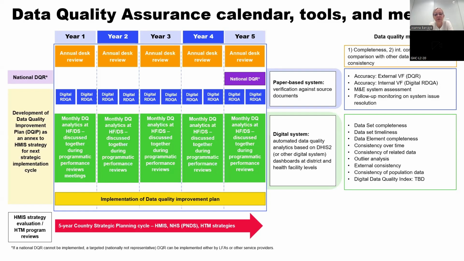And we have also worked with the University of Oslo in coming up with a data quality toolkit within DHIS2. It became available in October 2023, and we would really urge countries who use DHIS2 to set it up, because it has a lot of new or improved functionalities and new metrics as well. You can report data on data set completeness, data set timeliness, data element completeness. You can look into consistency over time, consistency of related data. There is an outlier analysis. You can look into external consistency and then consistency of population data. Some of these metrics were already available, but some of them are new.